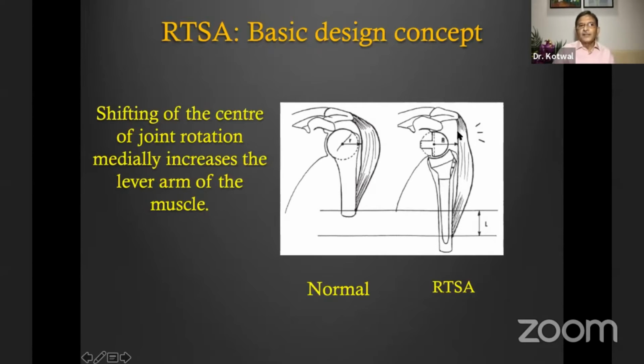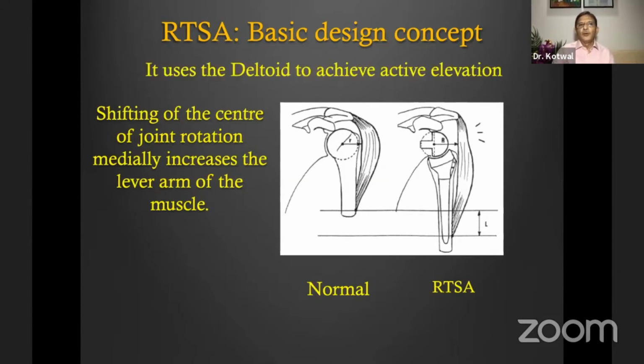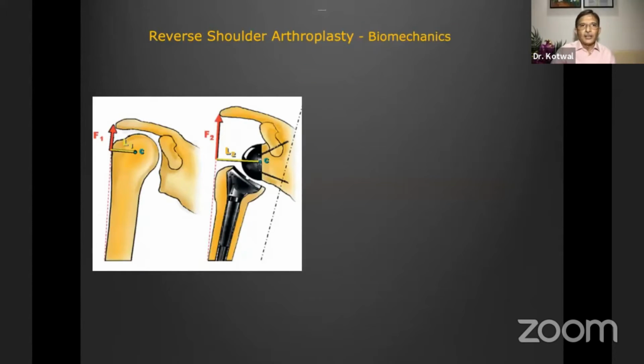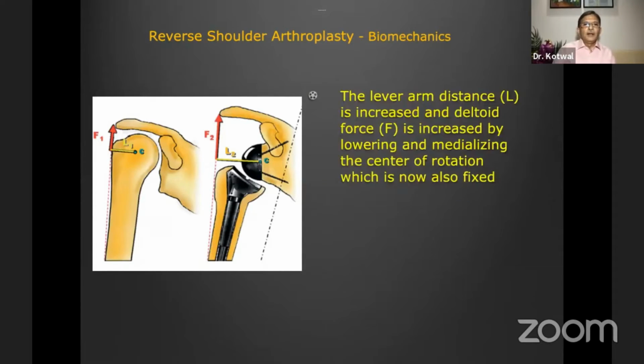Therefore, it increases the lever arm and increases the strength of the deltoid, because the reverse shoulder uses the deltoid to achieve active rotation. So it is not dependent on the rotator cuff for that matter. And so this is how it helps.